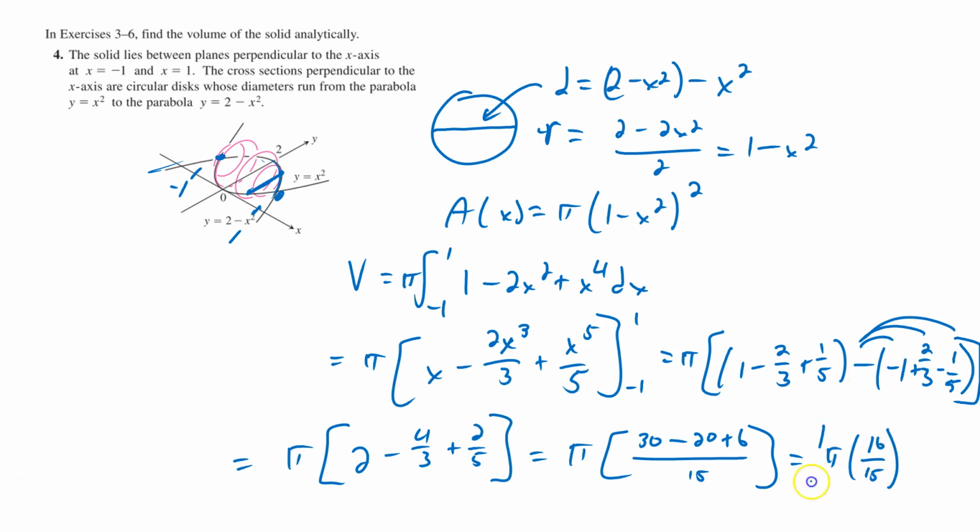Oh, no, that's right. I was looking at the wrong solution in the solutions manual. That is definitely correct. 16 pi over 15, or pi times 16 15ths, is just fine. Okay, all right, marching right along.